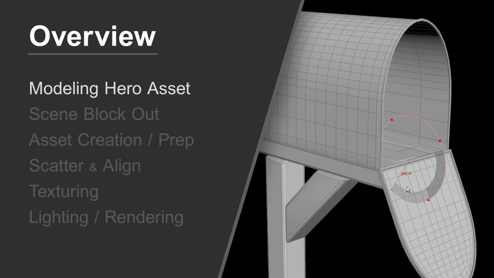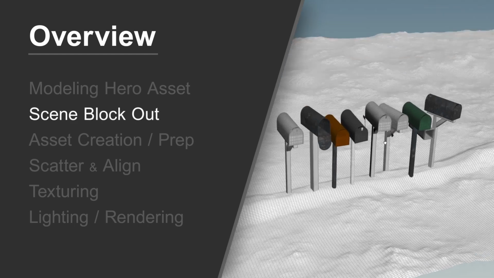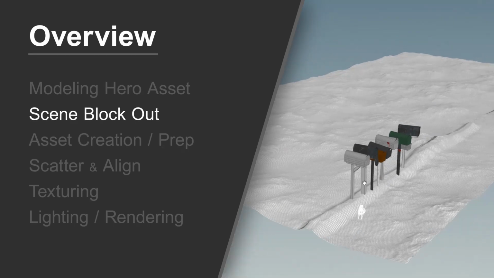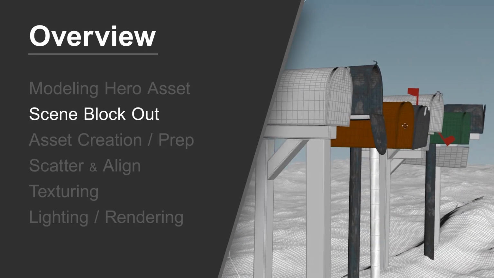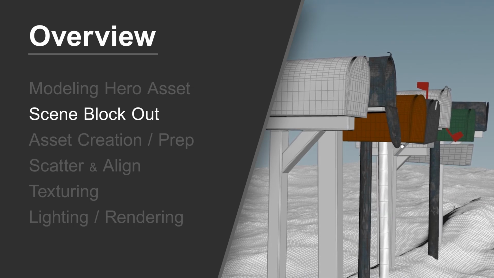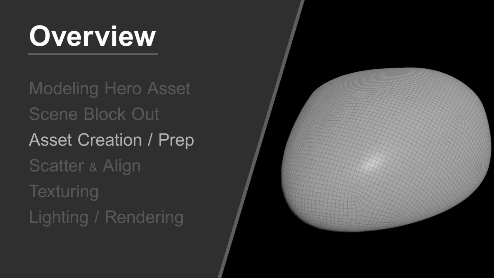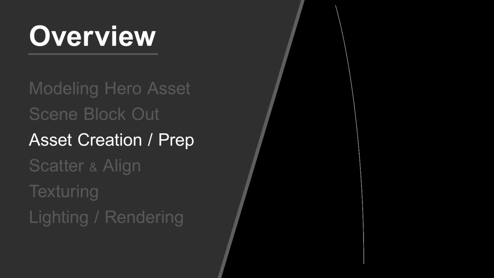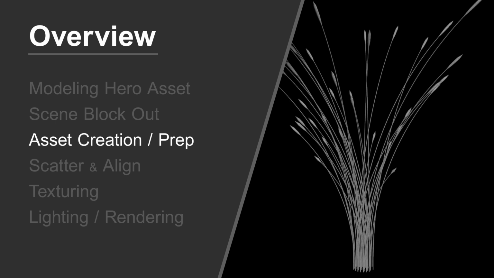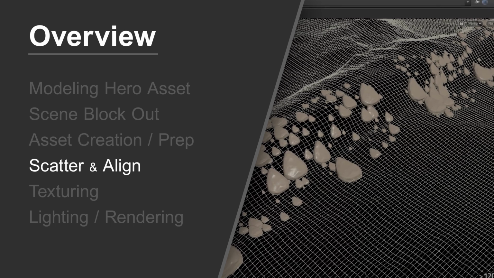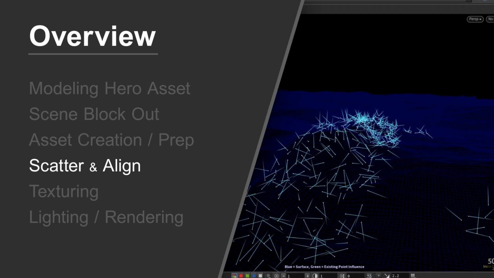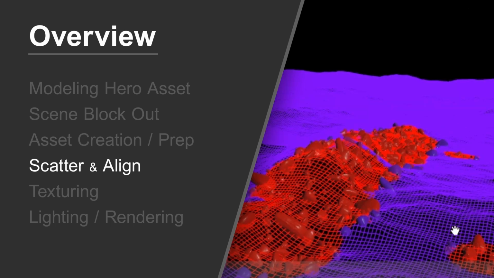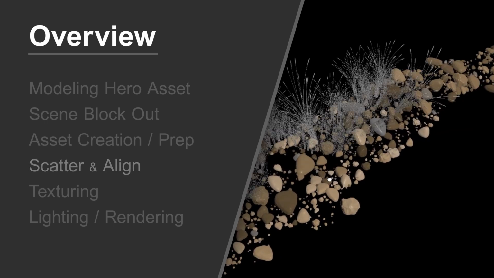I'm also going to be talking about blocking out the scene, how making a few decisions up front can save you a lot of time and show you where you need to focus your energy, not wasting effort on things that won't be seen by the camera. I'm also going to quickly show how I created and prepped the assets I used in the scattering system, the rocks and the grass. The bulk of this talk is going to be focused on showing how to build a reusable scattering system using the scatter and align tools.